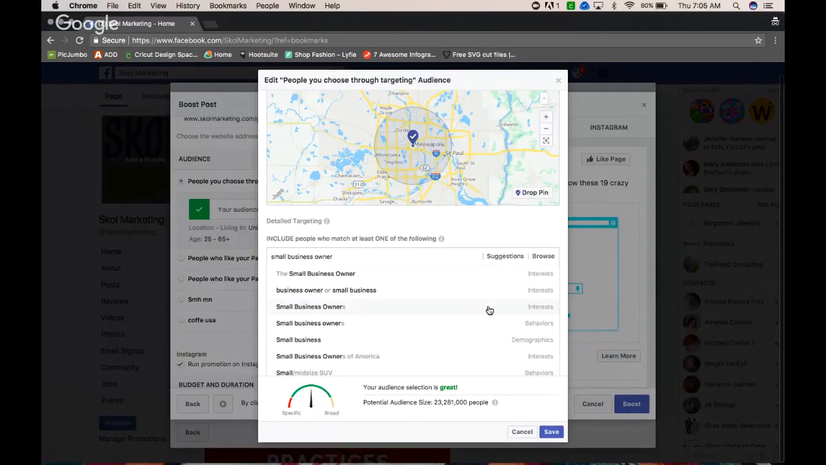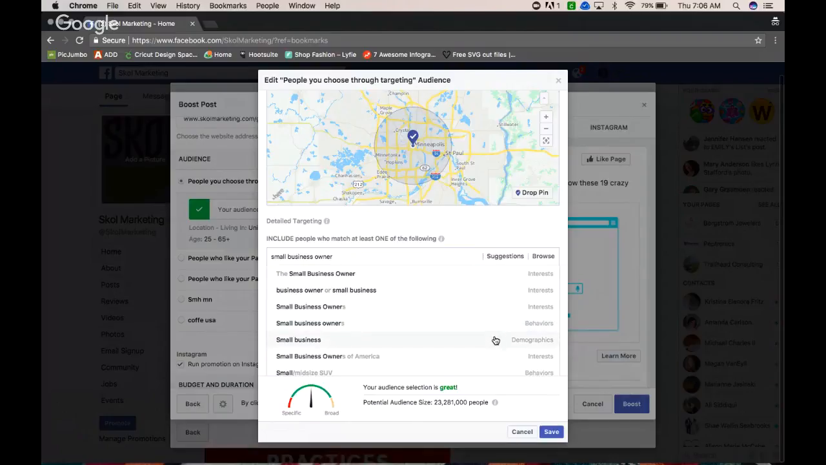The interests are going to show people that Facebook is tracking on how they interact with their platform. So the pages that they like, the words that they use, the different things that they post, the things that they comment on, and Facebook is actually getting a profile of these people. And if that matches what Facebook designates as a small business owner interest level, they're going to be able to target that. Same thing with behaviors, very similar. How are they behaving? You could ask the question of how does Facebook know this? And that's Facebook's algorithm, and they're deciding that.